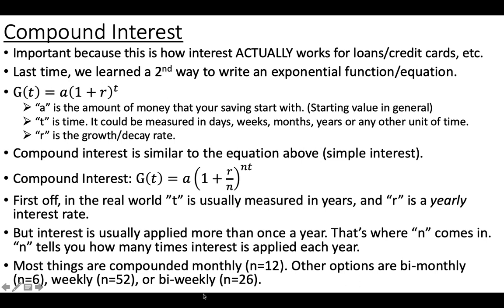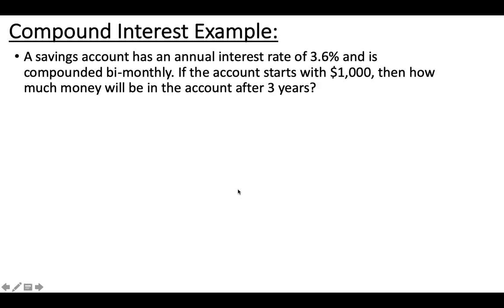Okay, so we'll do an example about this really quick. It's really not too bad. A savings account has an annual interest rate of 3.6% and is compounded bi-monthly. If the account starts with $1,000, then how much money will be in the account after 3 years? All I did right here was take the compound interest equation from the last slide and just copy it. That's the equation that we just talked about.